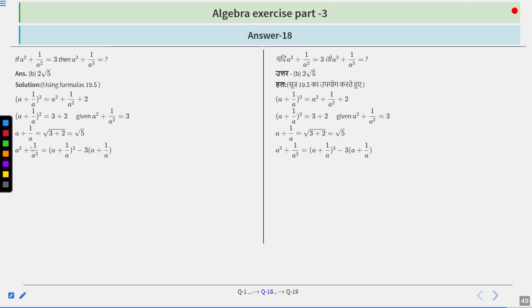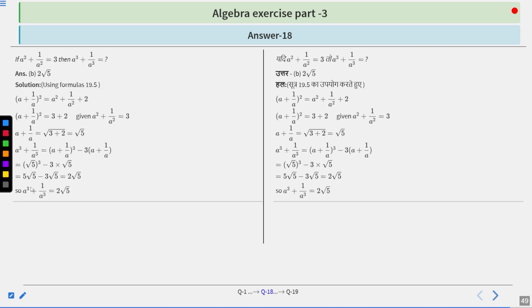So a cube plus 1 upon a cube is (a plus 1 upon a) whole cube minus thrice of (a plus 1 upon a). Value of a plus 1 upon a is root 5. So (root 5) cube minus 3 into root 5. Root 5 cube is 5 root 5, minus 3 root 5, is equal to 2 root 5. So a cube plus 1 upon a cube is equal to 2 root 5, which is the correct answer. Option number B is correct.